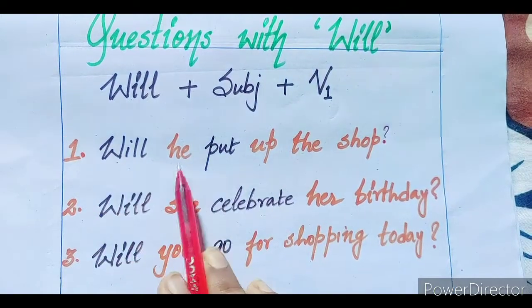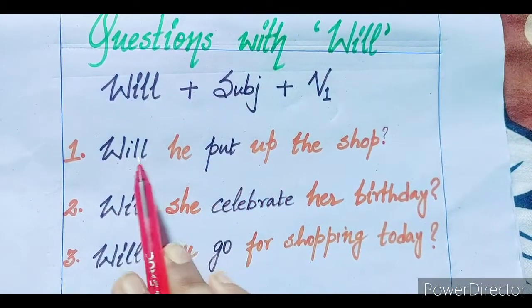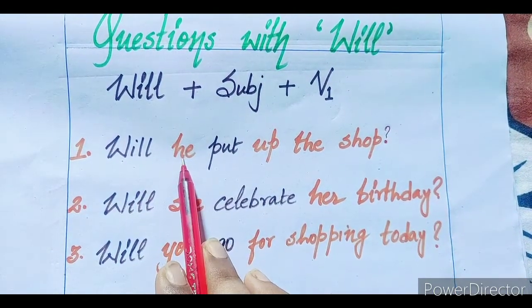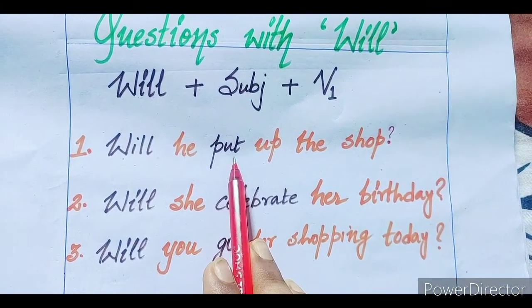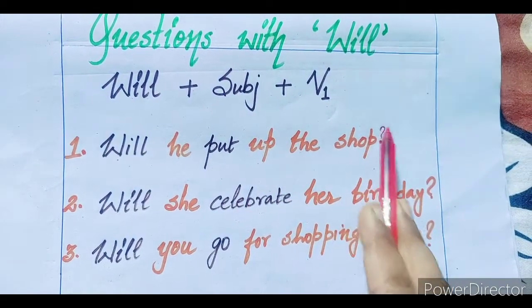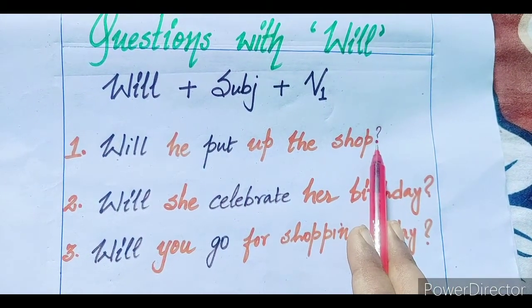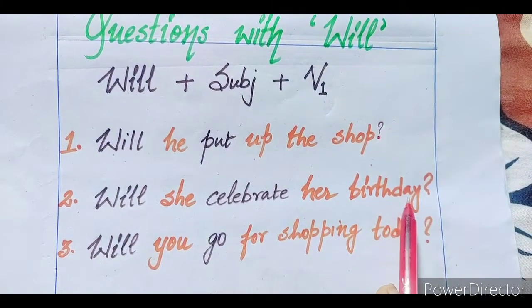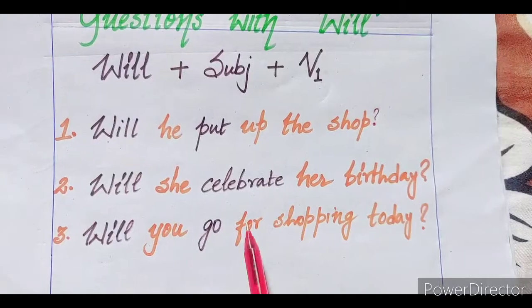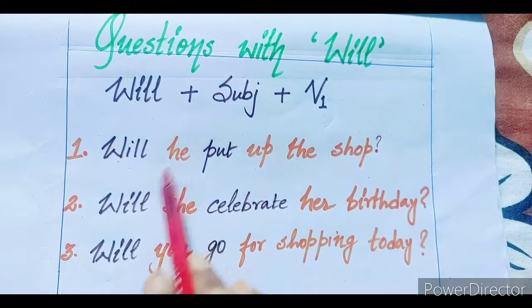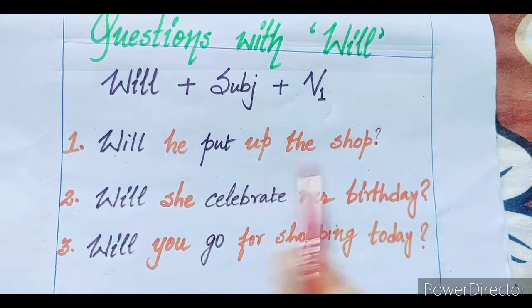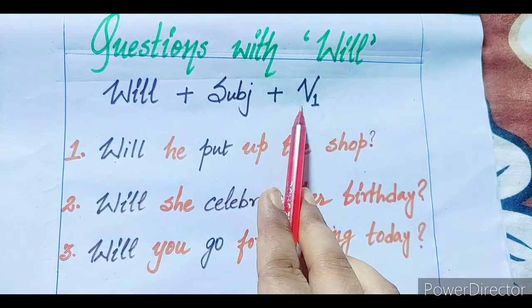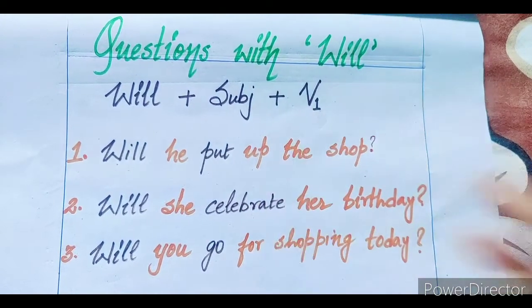Number 1, will he put up the shop? So you can see we are starting the question with will, right? Then comes the subject followed by the verb form 1 which is put over here, and then comes the complement and the statement ends with a question mark. Okay, second one, will she celebrate her birthday? Third, will you go for shopping today? So this is the way how we are going to frame questions for will. You just need to keep in mind the structure of the sentence. All right.